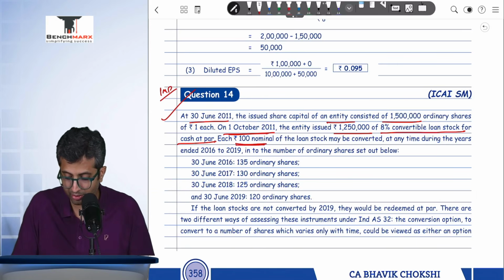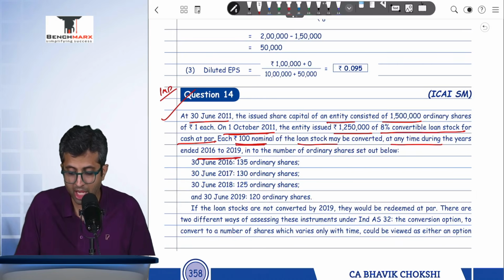Each 100 rupee value of stock may be converted at any time during the years 2016 to 2019, and the number of shares are set out below. So you have been given the various, so there are multiple conversion ratios. If the loan stocks are not converted by 2019, they would be redeemed at par.